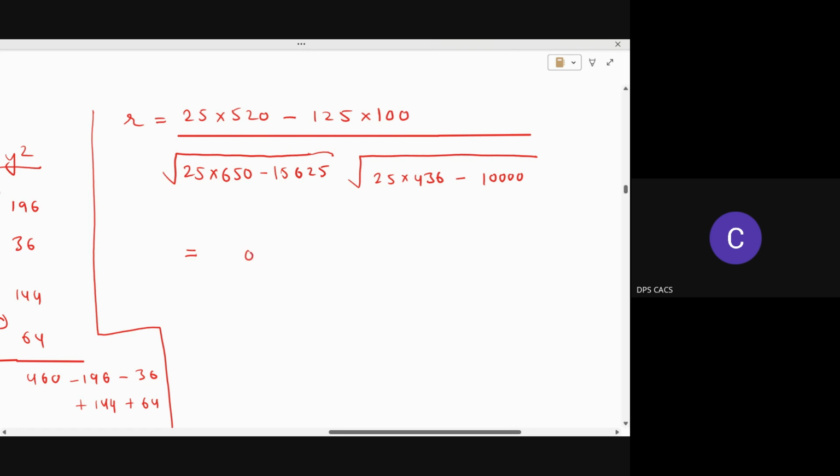Answer is 0.67. 6666 will be rounded off to 67, which is nothing but 2 by 3, which is given in the question already. In exam, they will give you that as an option. They'll give you the answer in option in exam. Clear?